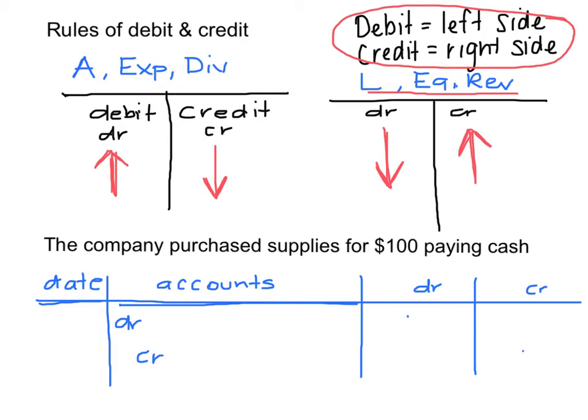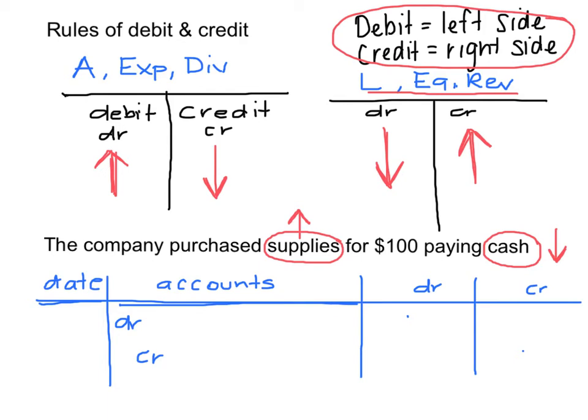So the first thing to do is to identify what are the two accounts affected. It must always be at least two. I can see in this transaction that we've purchased supplies and we have cash. So I've identified two accounts. Next step, are they increasing or decreasing? If you purchase supplies, your supplies are increasing, you have more. And if you pay cash, your cash is decreasing, you have less.